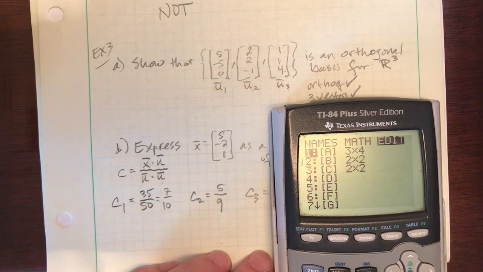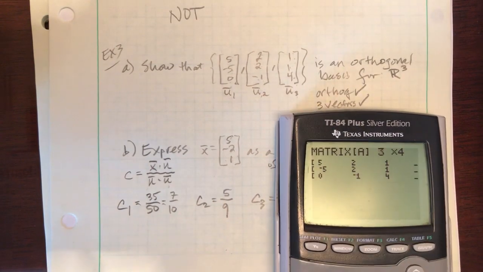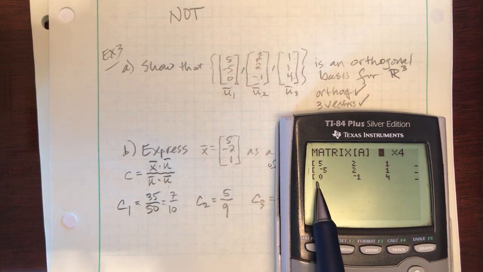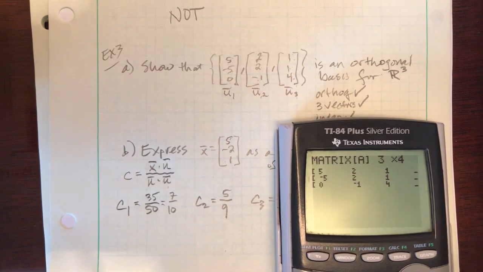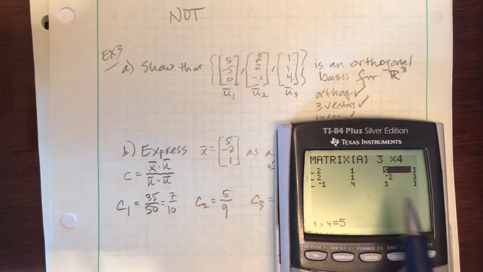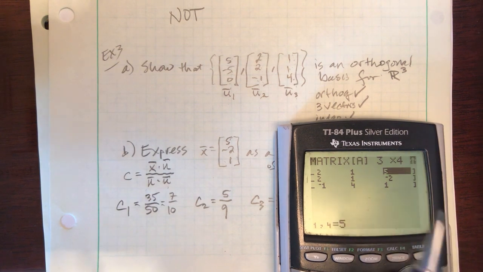Let me head to my matrix. I've already entered the data in here. You'll see here's my basis vectors, u1, u2, and u3, and in my fourth column there's my target vector 5, negative 2, 1. So already entered.